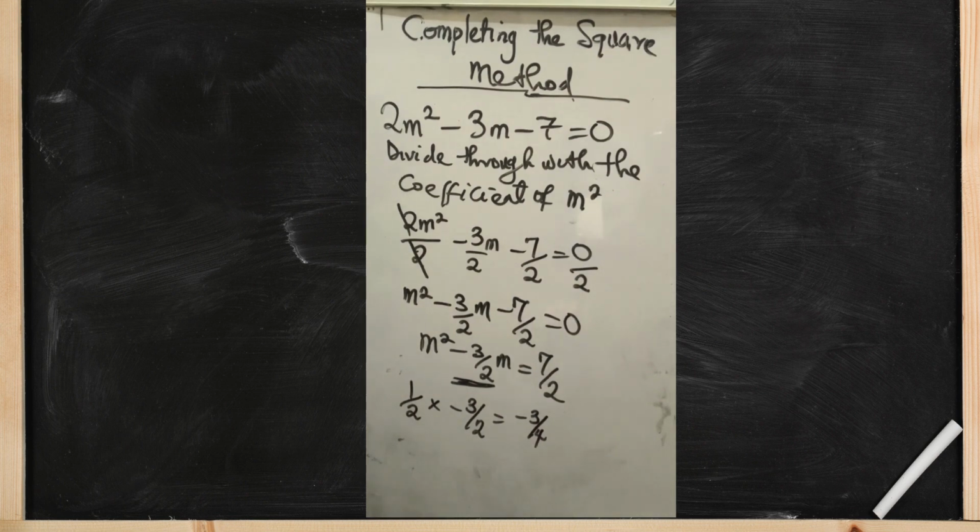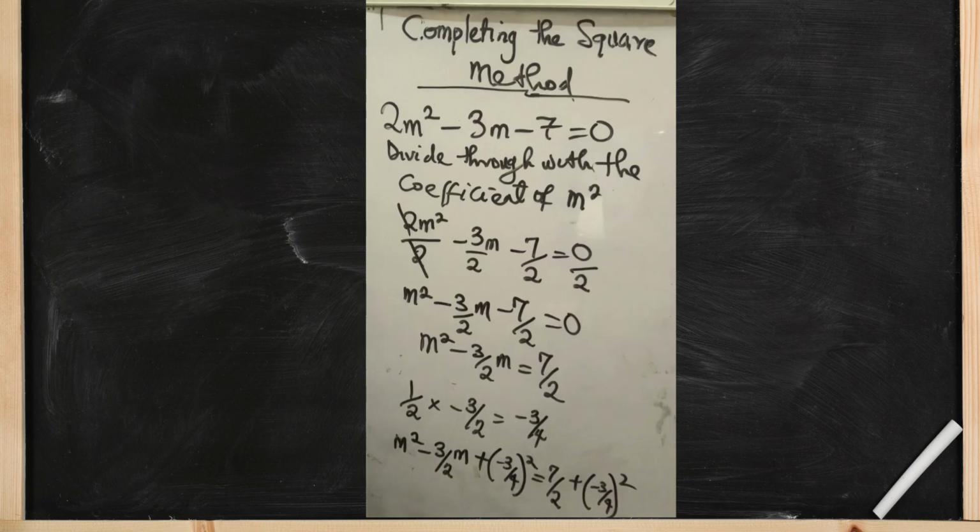Once you've gotten this half, you add the square of this value to both the right hand side and the left hand side. So you are saying in essence m squared minus 3 over 2m plus minus 3 over 4 square equals 7 over 2 plus minus 3 over 4 square.